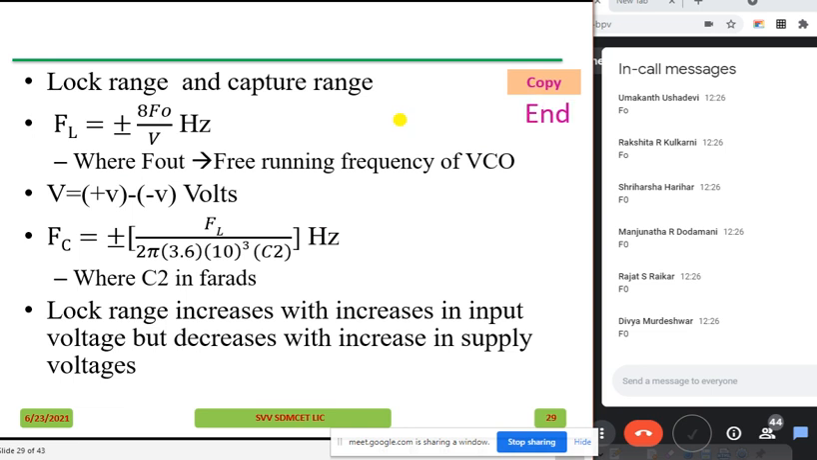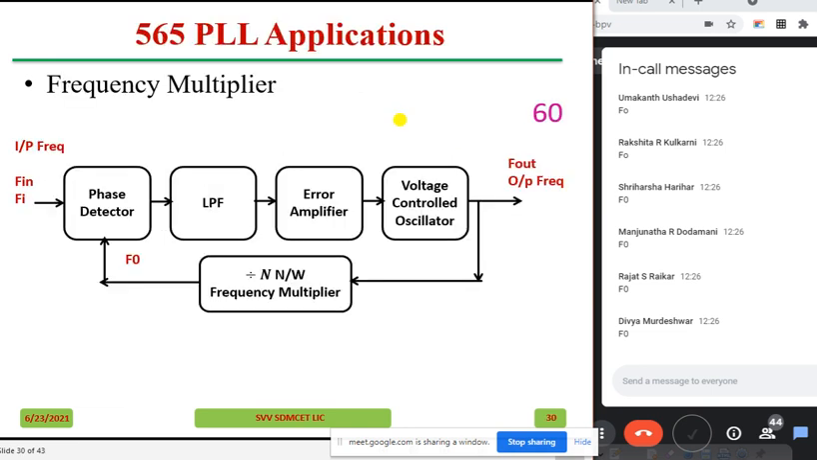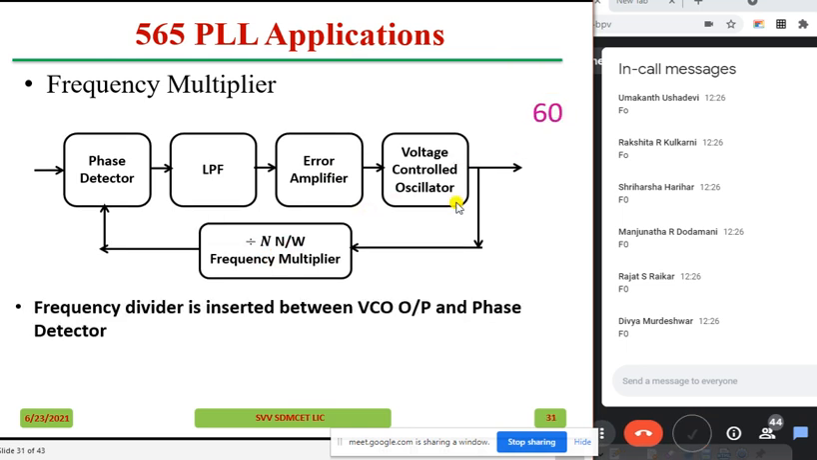And applications are there. Frequency multiplier. So for the frequency multiplier, it's simply the block diagram you have seen, with an extra divide by n network. Those who feel difficulty to understand, it's very easy to understand. So let us consider it as 10 kilohertz. I have given one numerical example. Now I will divide by 5.